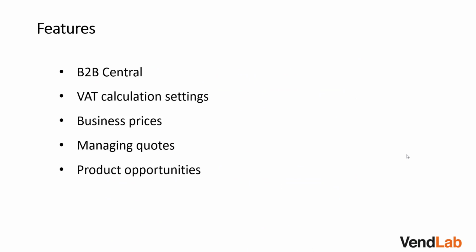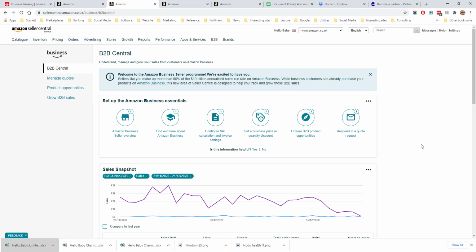VAT calculation is an important part of the Amazon Business offering. You can specify a VAT rate per product, and then Amazon will calculate the VAT applicable to a product and put this in the invoice which the customer gets sent. The VAT details can be set up via B2B Central.